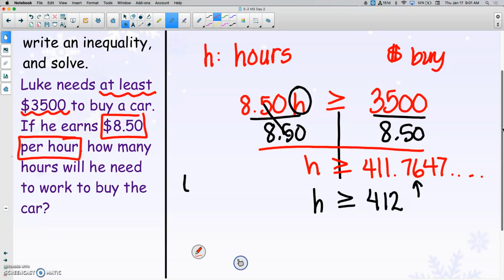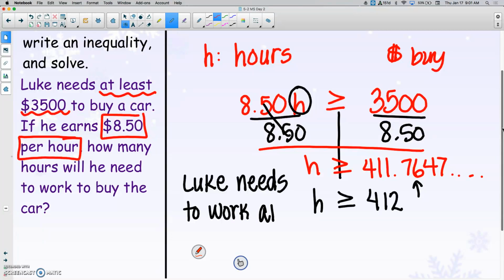So I would say Luke needs to work. We need a sentence to answer the question because it's a word problem. So you need a sentence explaining it. Luke needs to work at least 412 hours to buy the car.